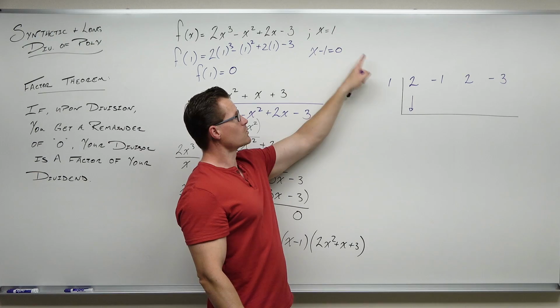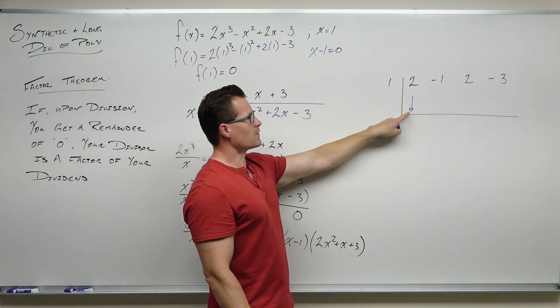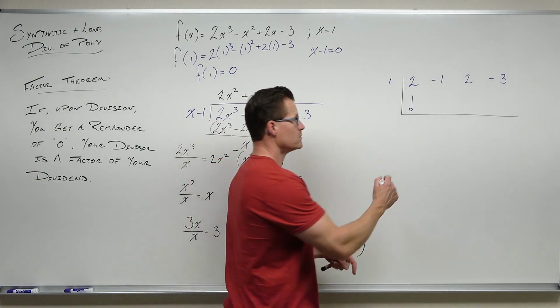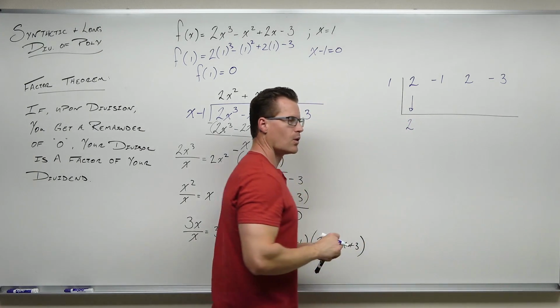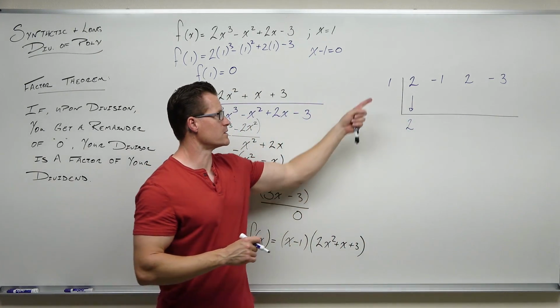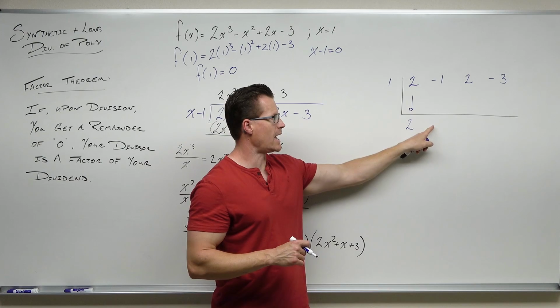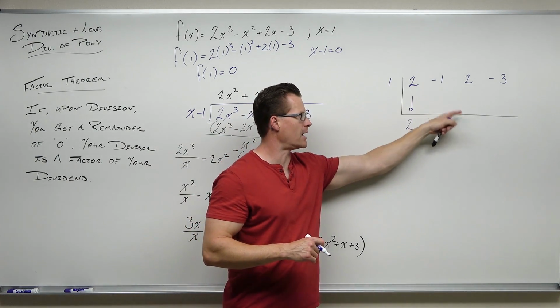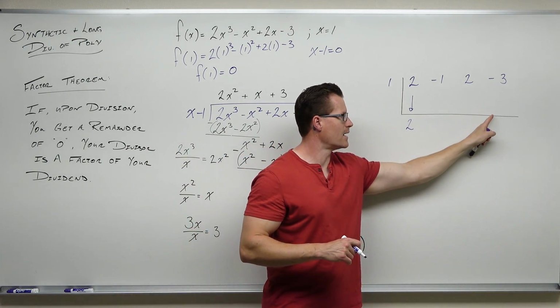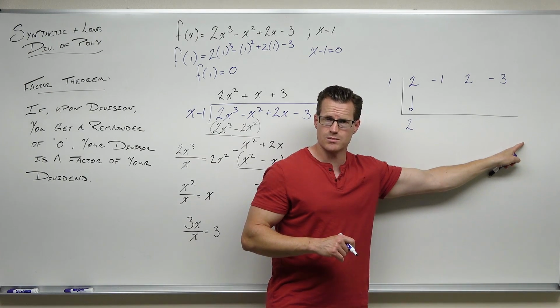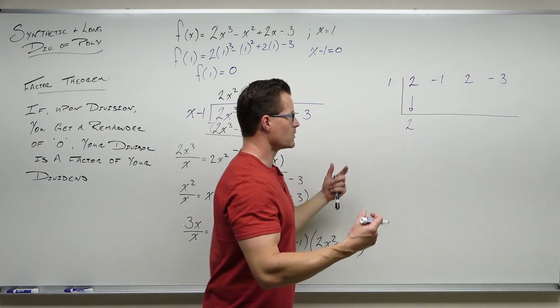So we have x equals 1, we put the 1. We bring down our first coefficient, we put 2. And the whole process, the whole algorithm is multiply, put it here, add. Multiply, put it here, add. Multiply, put it here, add. And this will be your remainder. The last number you get is your remainder. So let's go ahead and do that.